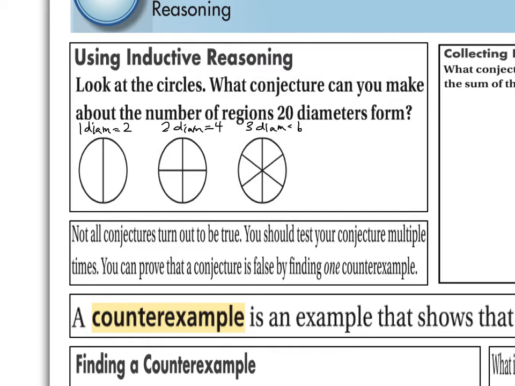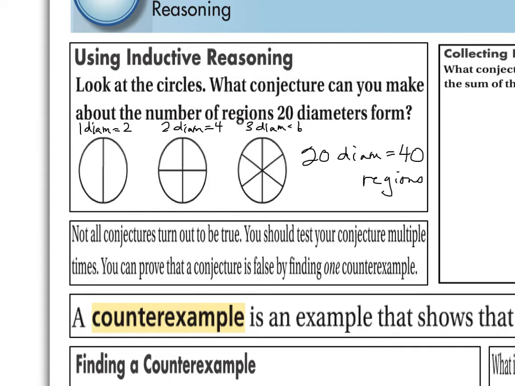So for 20 diameters, we want to know how many parts there will be. If you look, these are doubling every time. For 1 diameter, there are 2 parts. 2 times 2 is 4. 3 times 2 is 6. So for 20 diameters, if I multiply by 2, that's going to give me 40 parts, or 40 regions. So you're able to conclude that from that information.